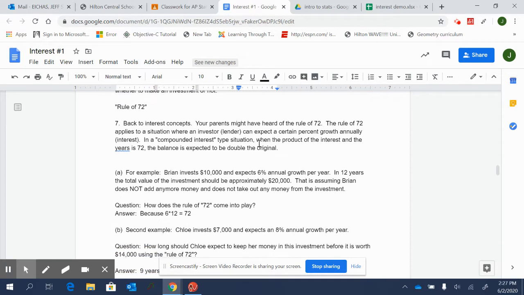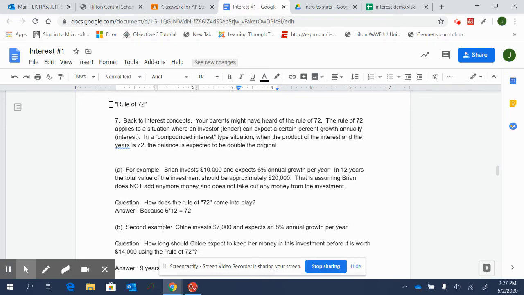Okay. Something simple that we all really should know before we move on with interest is this old rule of 72. Okay, your parents probably heard about it. It was very popular 20 years ago to talk about the rule of 72. So quick, if you want to have an intelligent conversation with your parents, you really should know what this is.